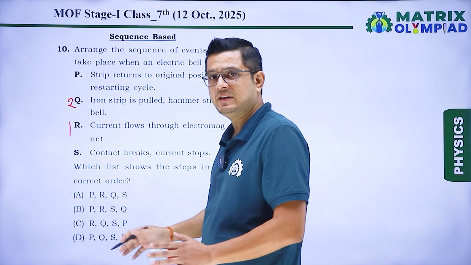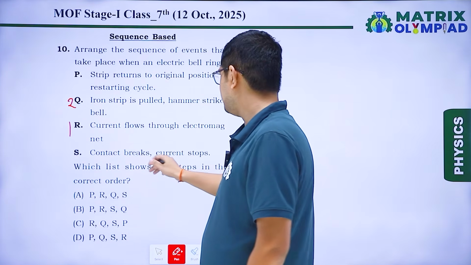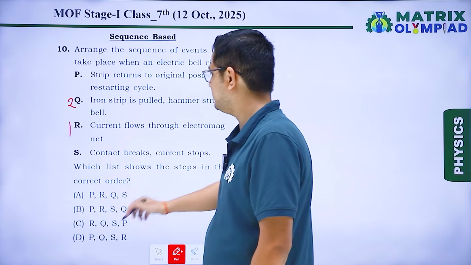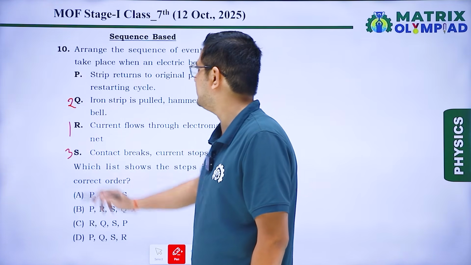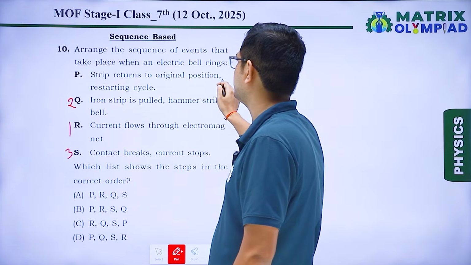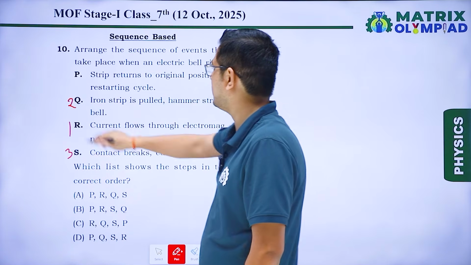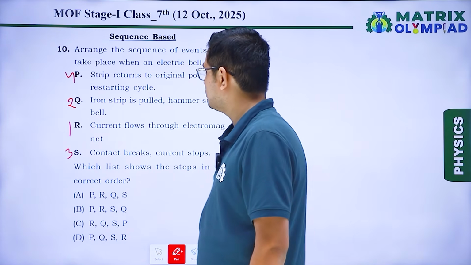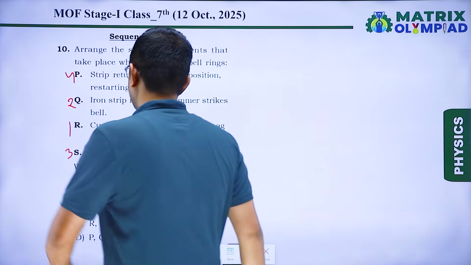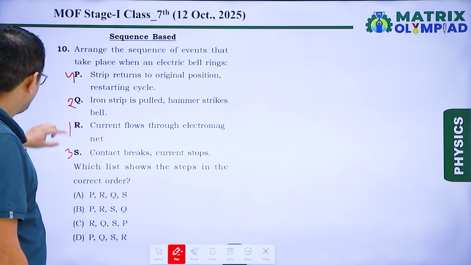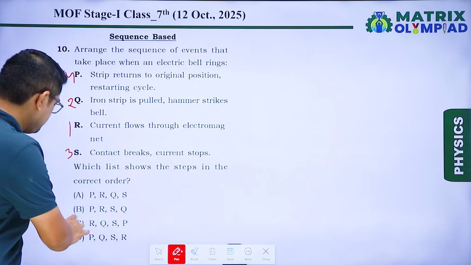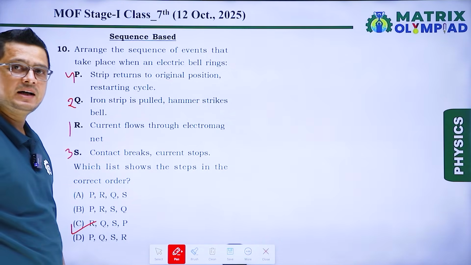Now after that, the contact breaks and the current will stop, that means S is 3, and in the last the strip returns to the original position for restarting the cycle, so I will write 4. Okay, so the sequence will be RQSP. RQSP, that means option C is our correct sequence.